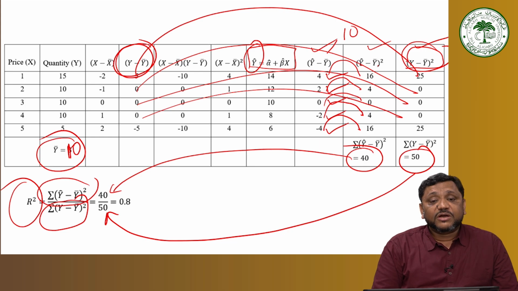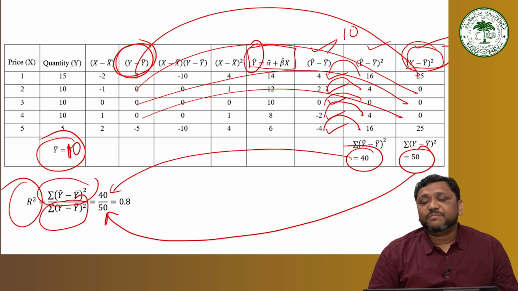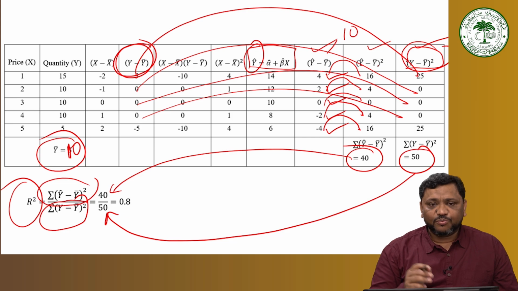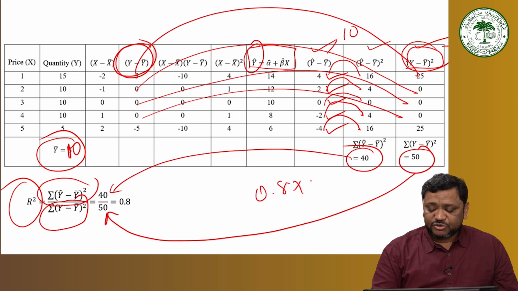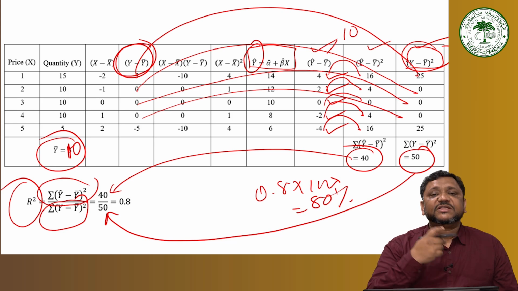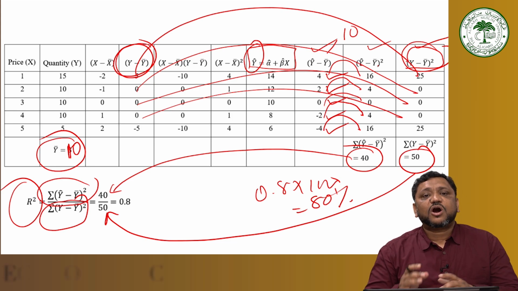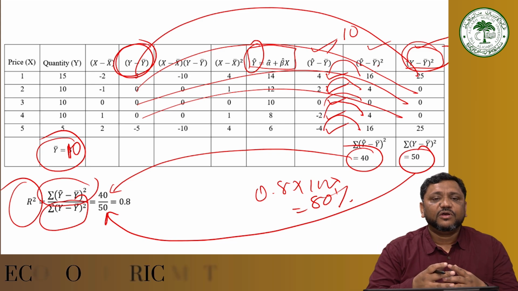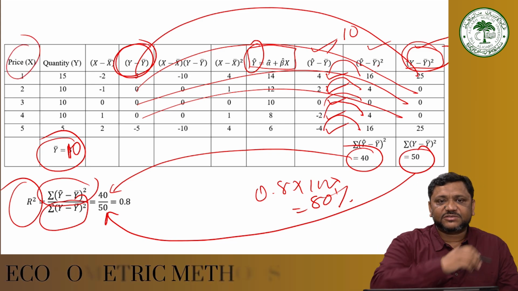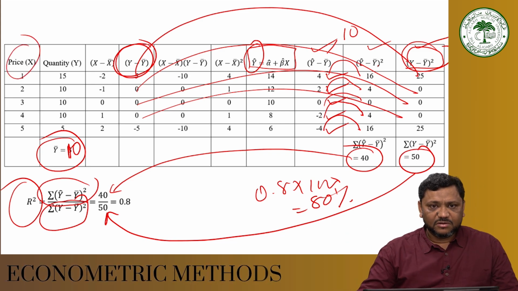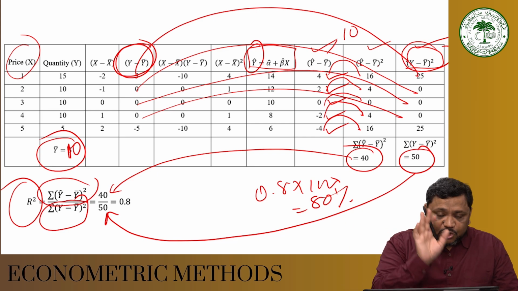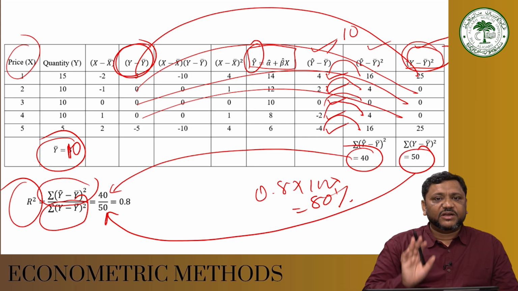Now what does r square show? It shows the proportion of the variance in the dependent variable that is being explained by its relationship with the independent variable. So here we can say 0.8 multiplied by 100, that is equal to 80%. 80% of the changes in the dependent variable is caused by its relationship with the independent variable x. And the remainder, that is the 20%, is not accounted for in this regression equation.